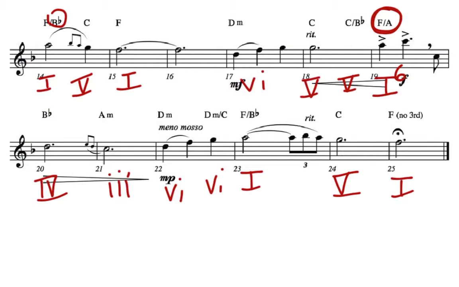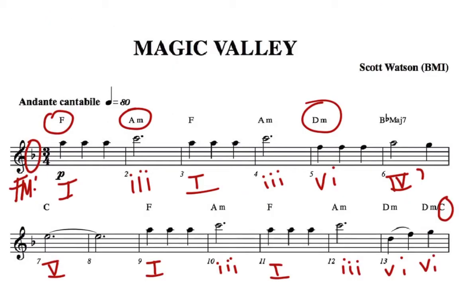So let's listen to the sound of this composition, Magic Valley, and pay special attention to what happens when we get to these new colorful chords, the mediant and the submediant. So here is Magic Valley.